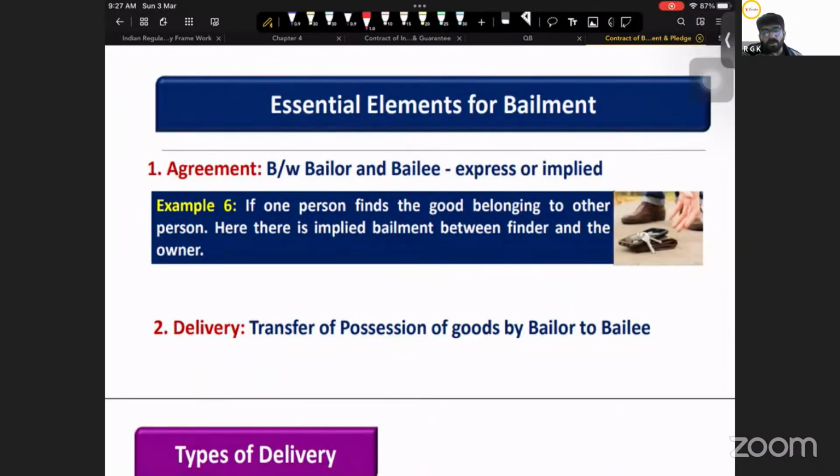Essential elements of contract of bailment. What are the essential points to be kept in mind with respect to contract of bailment? First and foremost thing is there must be an agreement between bailer and bailee. See, agreement can be express, agreement can be implied.